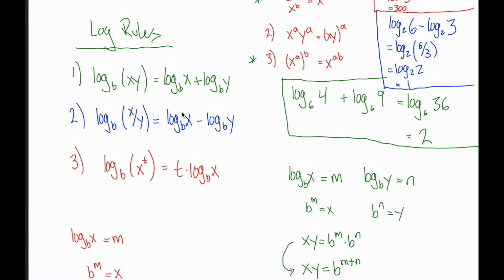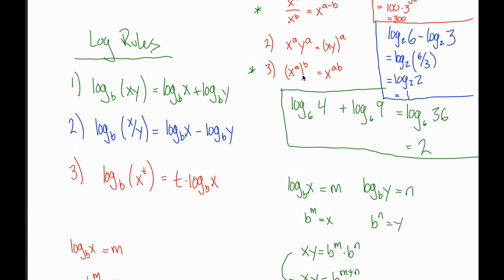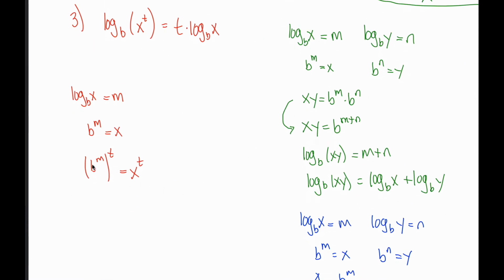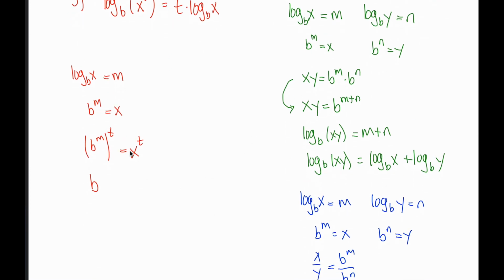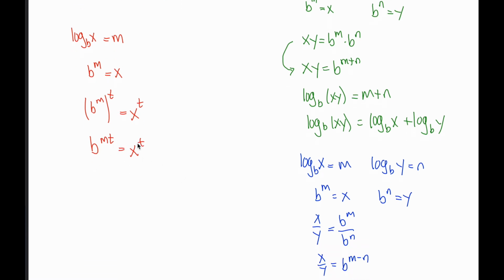The advantage of this form is I can now use my third exponent rule here. I have an exponent raised up to another exponent, b to the m to the t. My third exponent rule tells me all I have to do is multiply together those two exponents, m times t. This is b to the m times t power, which is equal to x to the t power. This is a little bit confusing because I've got lots of exponents going on right now, but I can rewrite this in logarithmic form using this base. I could say the log base b of whatever's on the other side of this equation, in this case x to the t power, must be equal to this exponent, m times t.